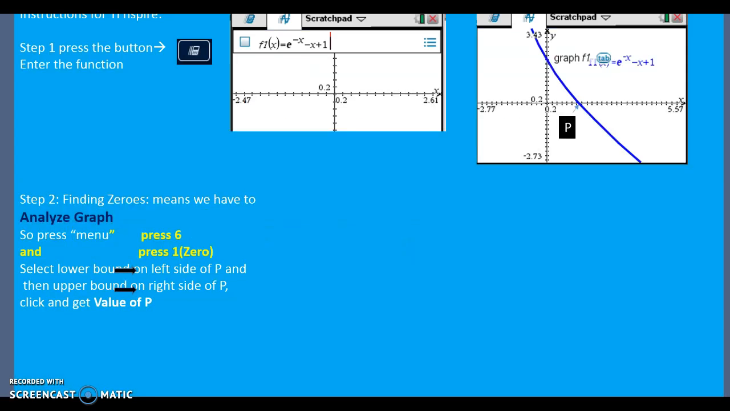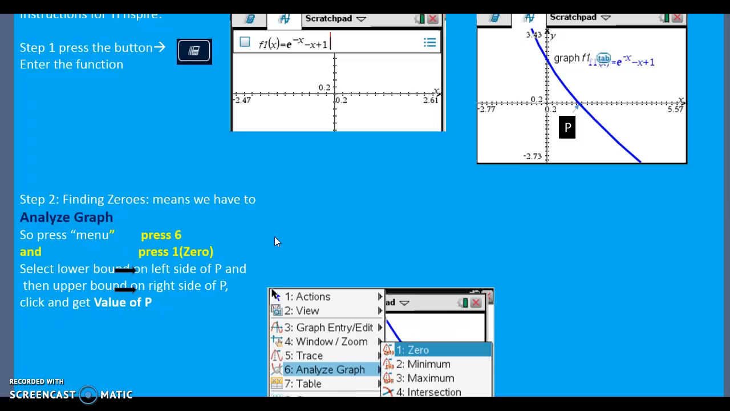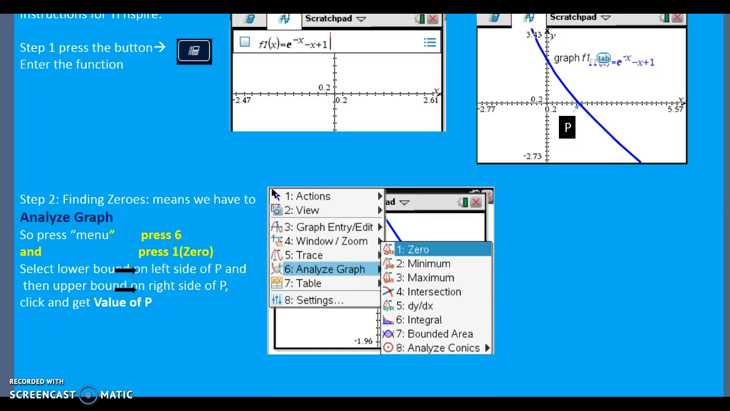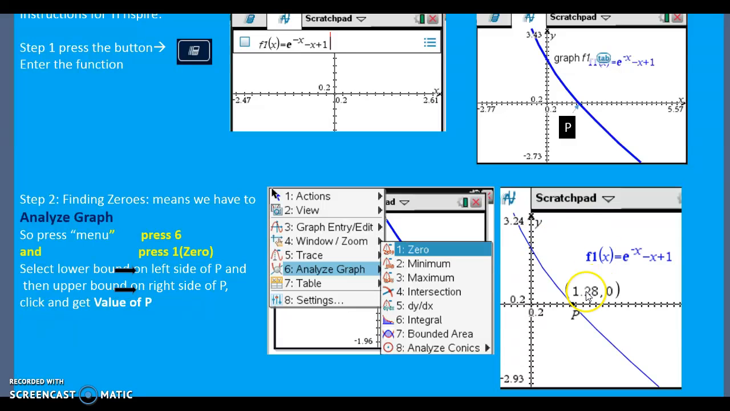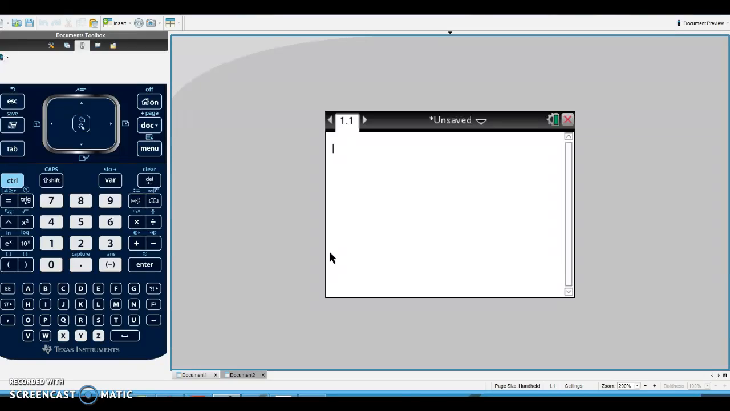There are simple steps, first step and second step. First step, enter your equation properly, and then you will see the graph on my right hand side. You can see this is the point P. In step 2, we have to analyze the graph for point P. So analyze graph, number 6, and then press 1 0, and then you will see. Okay, so here is point P. So let's go for TI-Nspire quickly.